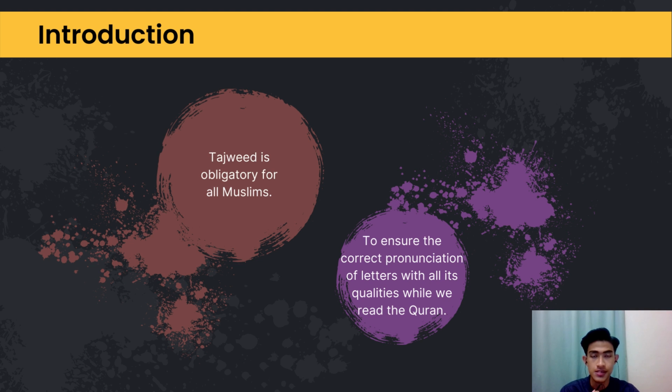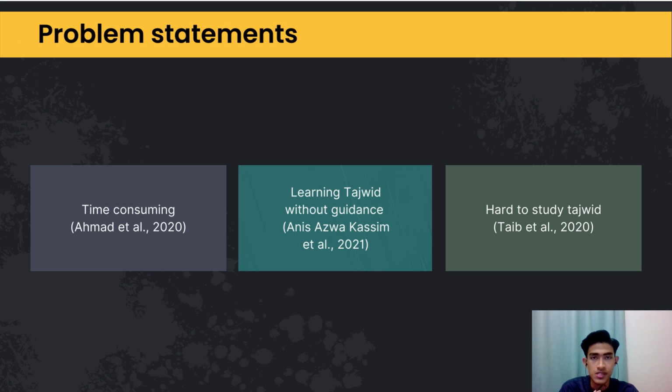So the Quran has a set of rules known as Tajweed. Tajweed is obligatory for all Muslims. The purpose of Tajweed is to ensure the correct pronunciation of letters with all their qualities while we read the Quran. Mistakes such as mispronounced words in Tajweed rules while we recite can change the meaning of the specific word.